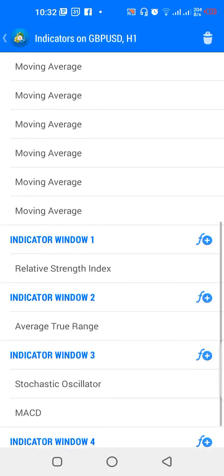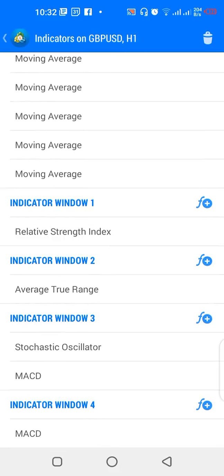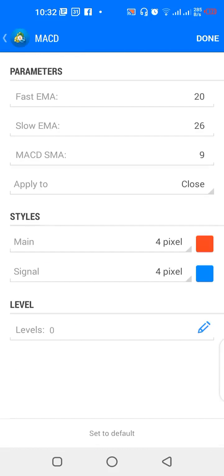That's that for the stochastic oscillator. For the MACD, we have fast EMA to be 20, slow EMA to be 26, MACD SMA to be 9. Apply to close. Now the main line color is red, and the signal line color is blue.